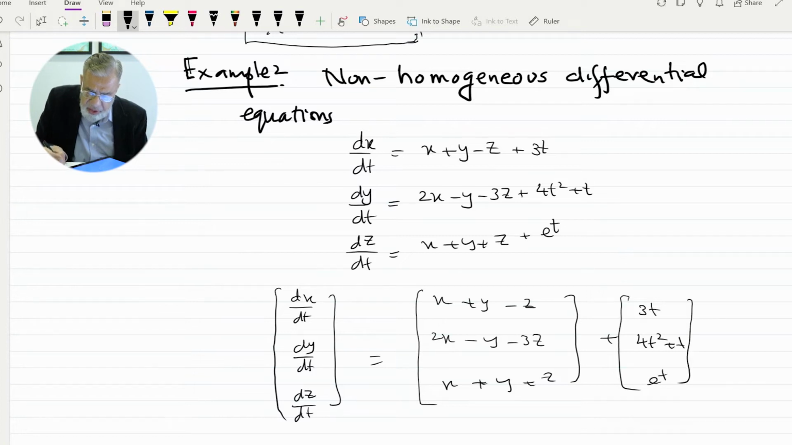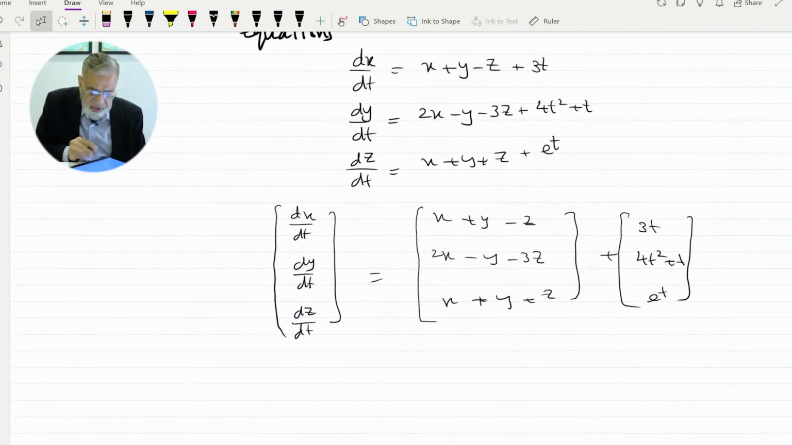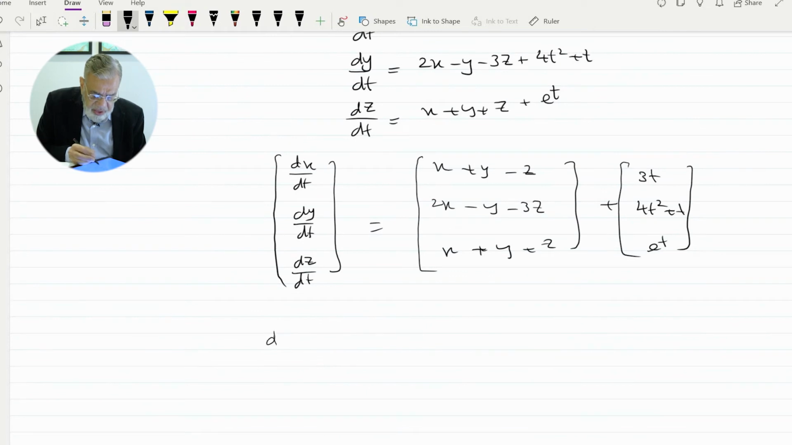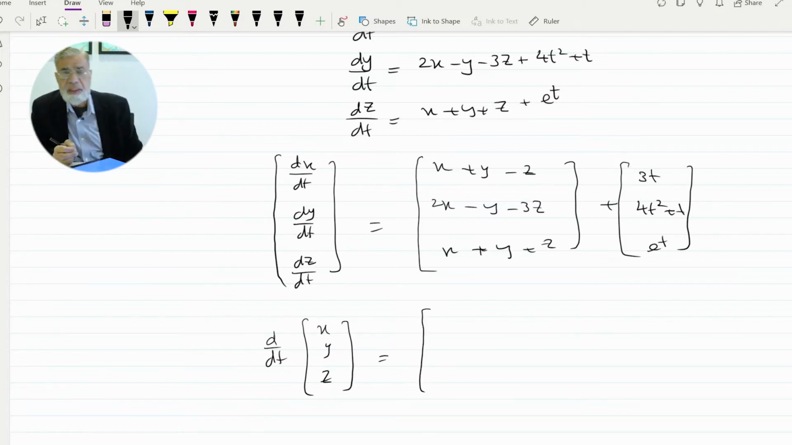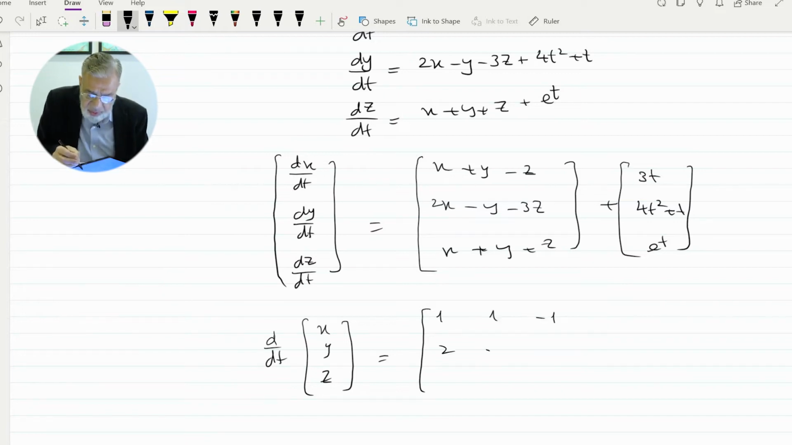Now I rewrite the equation. Here I can take d/dt out and write d/dt of the vector (x, y, z). On my right hand side, as I did in the case of a system of linear equations, I write Ax. Similarly I write the same thing. A is the coefficients: 1, 1 and -1; 2, -1 and -3; 1, 1 and 1. And here I get the vector x, y and z.